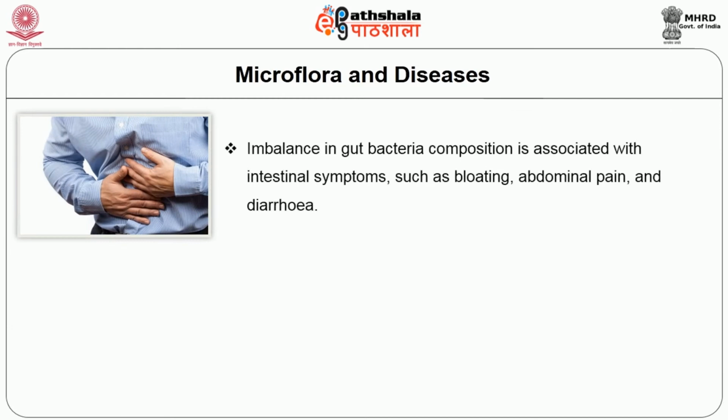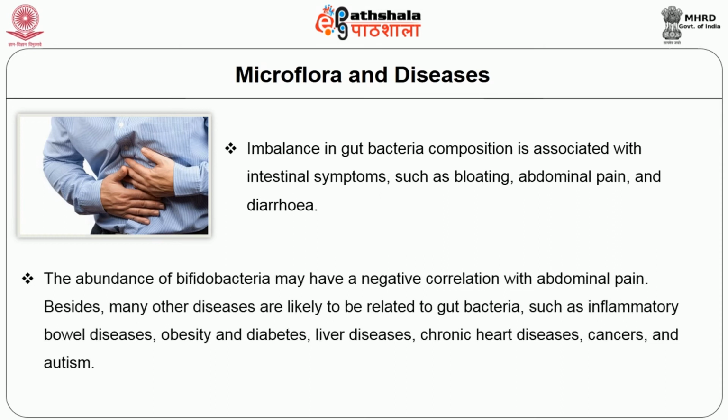Imbalance in gut bacteria composition is associated with intestinal symptoms such as bloating, abdominal pain and diarrhea. The abundance of bifidobacteria may have a negative correlation with abdominal pain. Besides, many other diseases are likely to be related to gut bacteria, such as inflammatory bowel diseases, obesity and diabetes, liver diseases, chronic heart diseases, cancers and even autism.